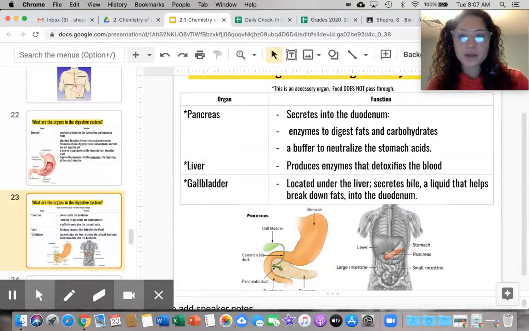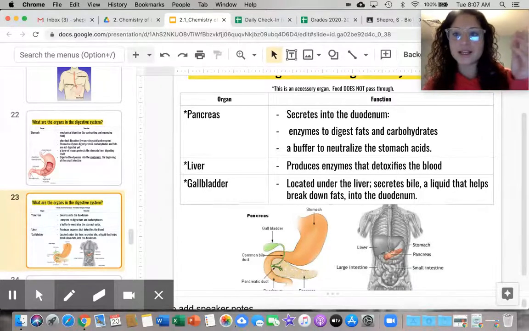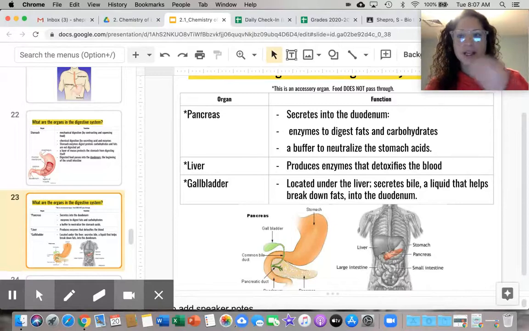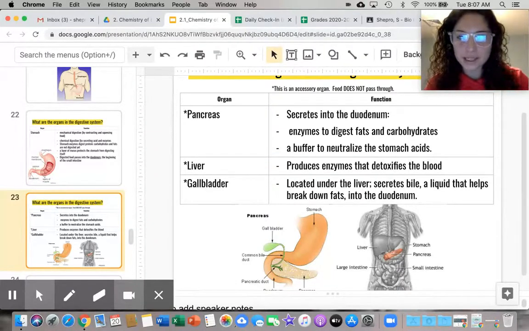The liver we will come back to again when we do the circulatory system, but basically it produces enzymes that help to detoxify the blood. This is important because your blood is what absorbs the nutrients after it leaves the digestive system. So the digestive system is connected to the circulatory system because the blood is what actually transports the nutrients to the cells in your body. So it's important to have the liver to detoxify anything that you're eating that you shouldn't be eating.